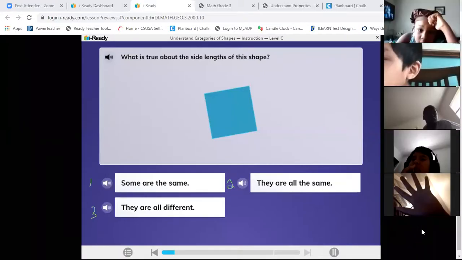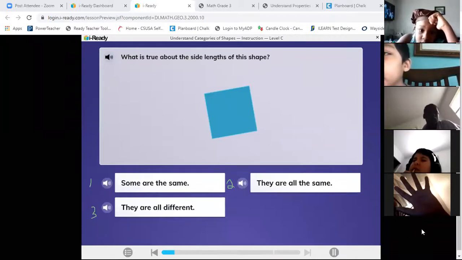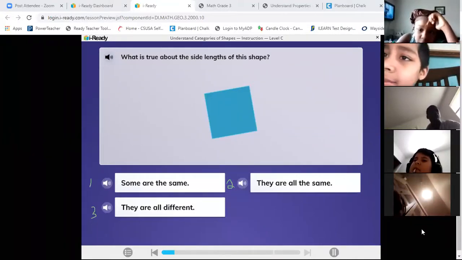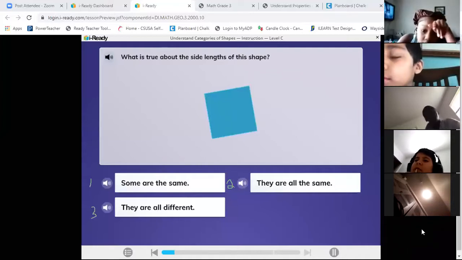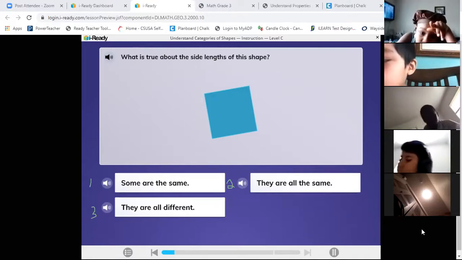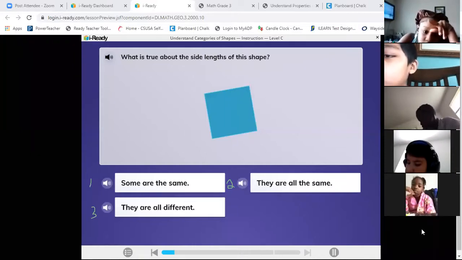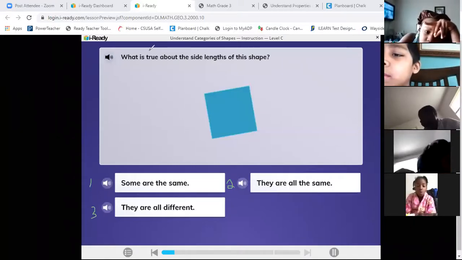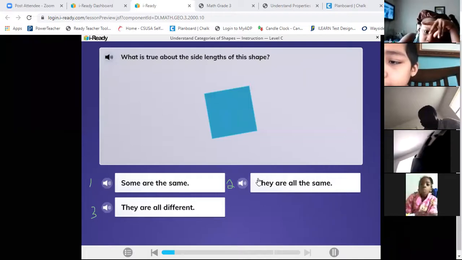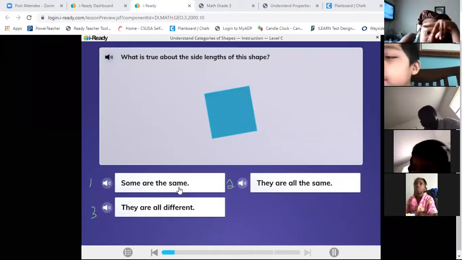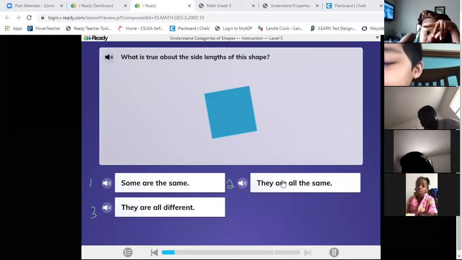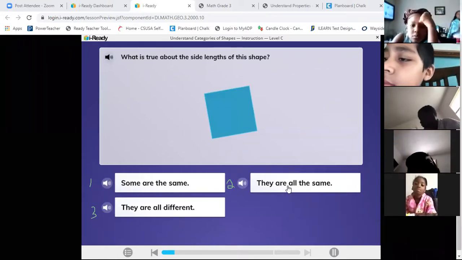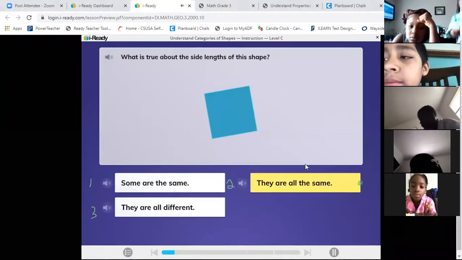Did people that chose 1 change their mind? JV, why did you pick 1? JV, can you tell us why you chose 1? They got the same size and they got the same corners. So you said that 1 says that some of them are the same. Was that the one that you meant to choose? I meant to choose 2. Okay. Make sure you read the whole thing because it says same in both. We don't want to just look for the word same. We want to read the whole thing. So let's check 2. And 2 was it.